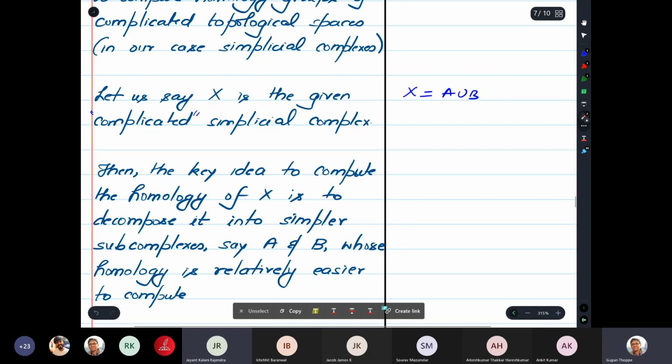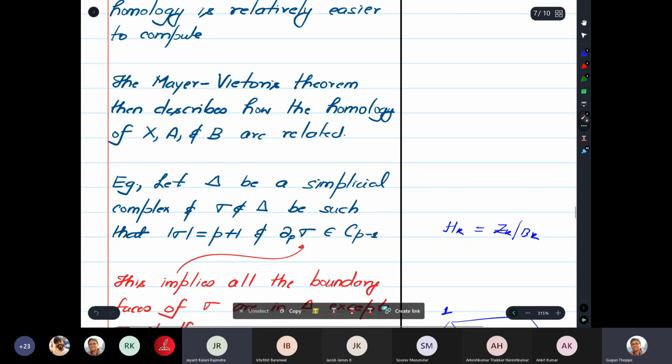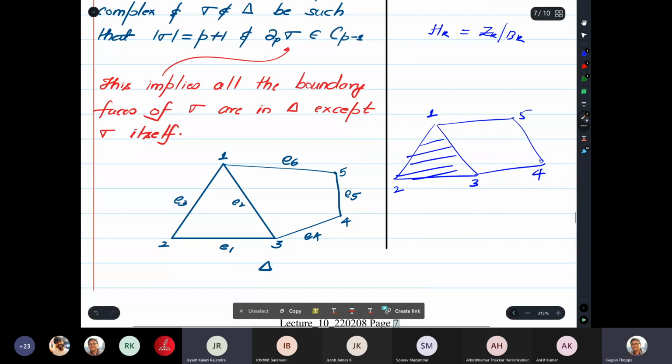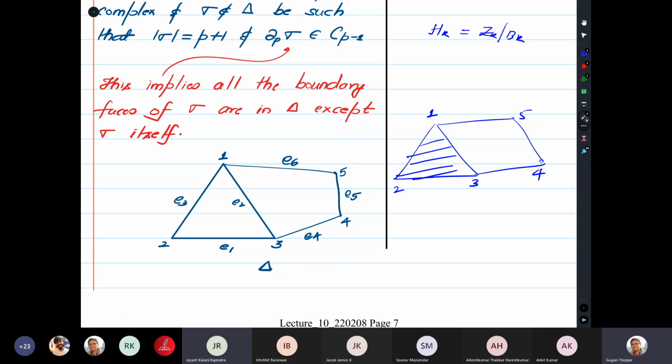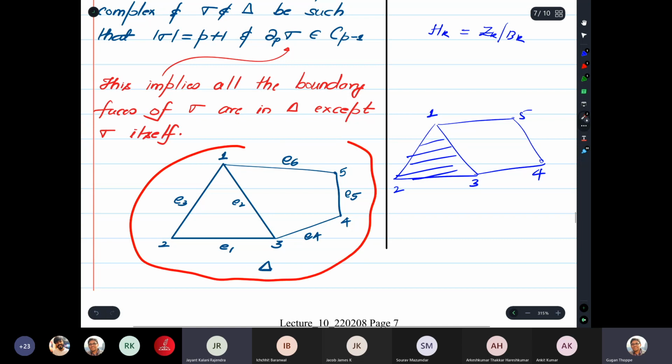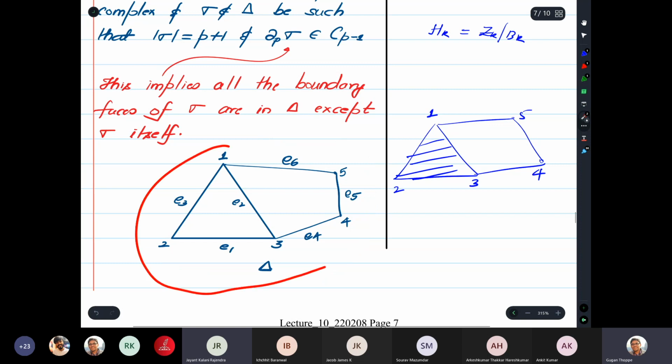So that's what this Mayer-Vietoris theorem will help us with, and here is such an example. Here is a simplicial complex. It has a bunch of vertices and a bunch of edges. Let's presume that somehow we managed to figure out what the homology spaces associated with this simplicial complex are. By that we mean H_k for all k in Z. Let's say you somehow manage to figure this out.